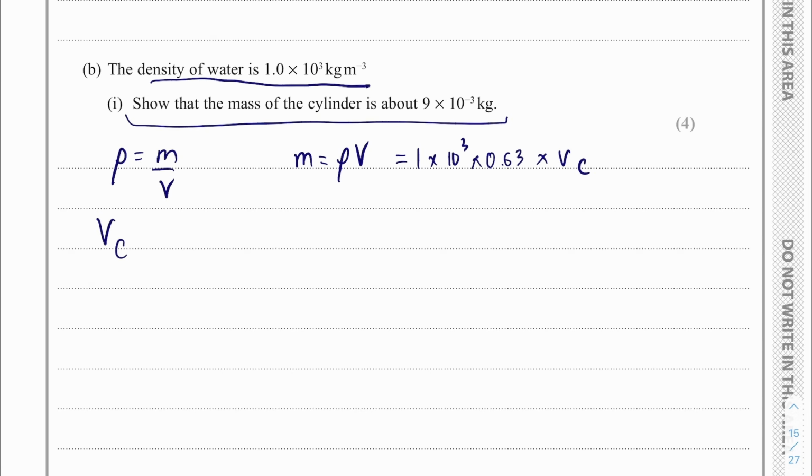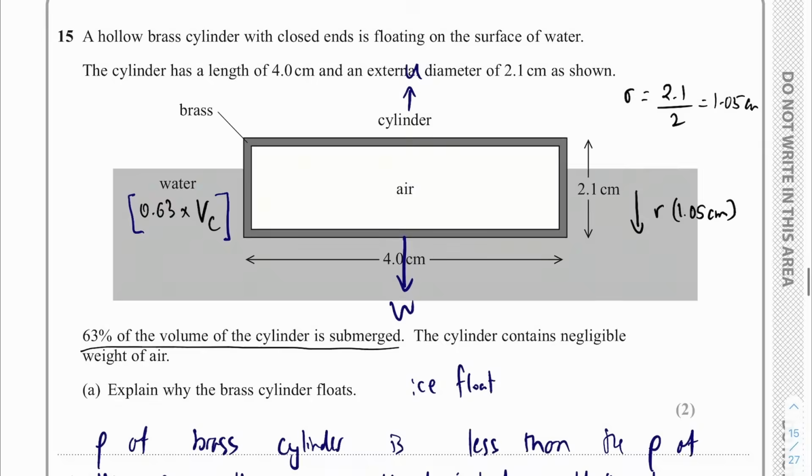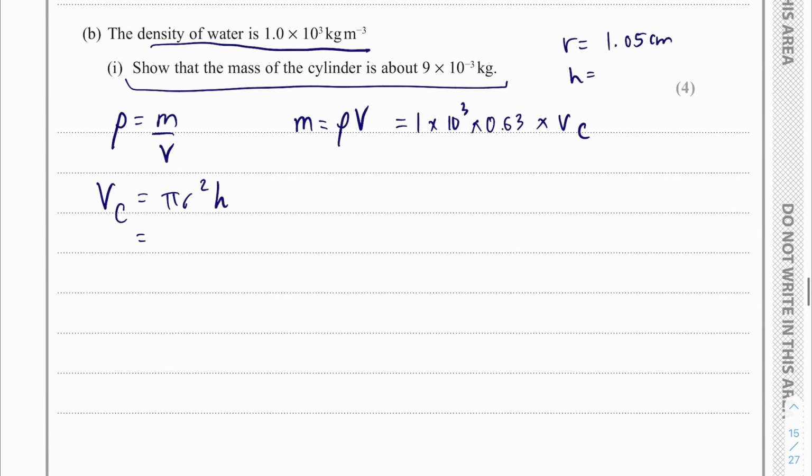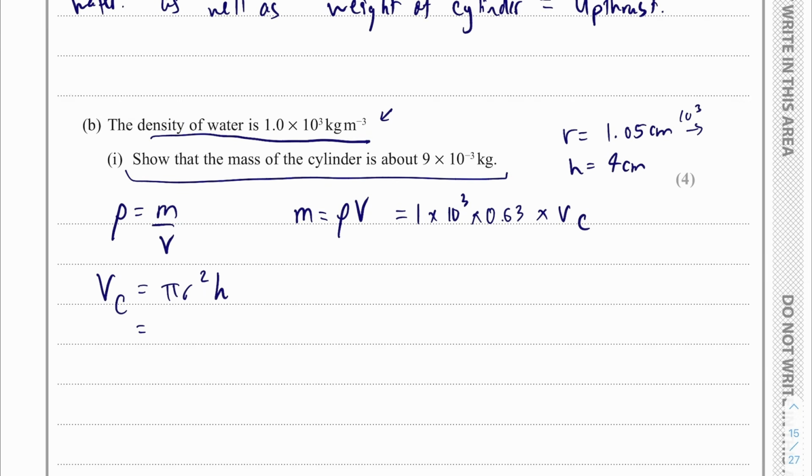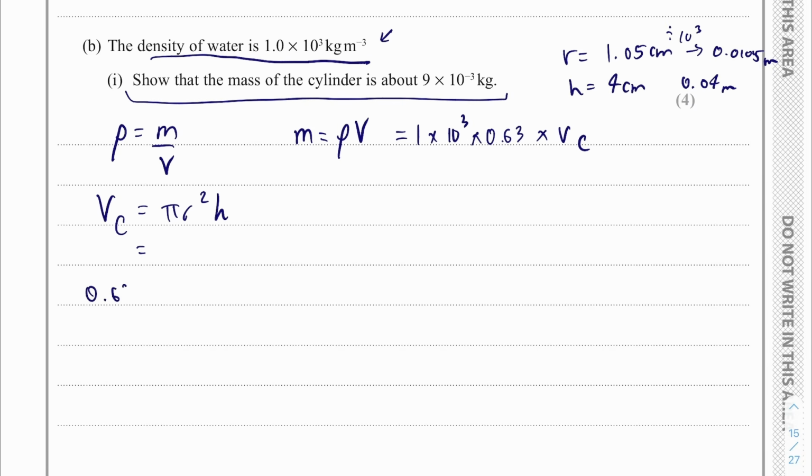And what is VC? How do you find the volume of a cylinder? It is pi r squared h. R we said is 1.05 centimeters, and the height, in this case, is the length, which is 4 centimeters. Now we can't deal with centimeters because it is meter cubed, so we divide by 10 to the power of 3. This becomes 0.0105, and this becomes 0.04 meters.